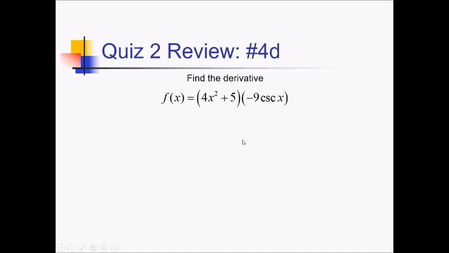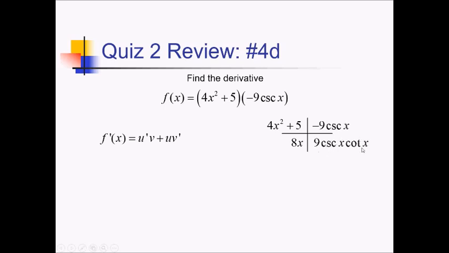To find this derivative, I'll use my product rule again. So I've got u prime v plus uv prime. Box and ribbon time. We've got 4x squared plus 5 and negative 9 cosecant of x. Derivatives are 8x, and cosecant's derivative is negative cosecant cotan, so this will be positive 9 cosecant of x cotan of x. For the ribbon, we've got 8x times negative 9 cosecant of x, plus parentheses 4x squared plus 5 times 9 cosecant of x cotan of x.